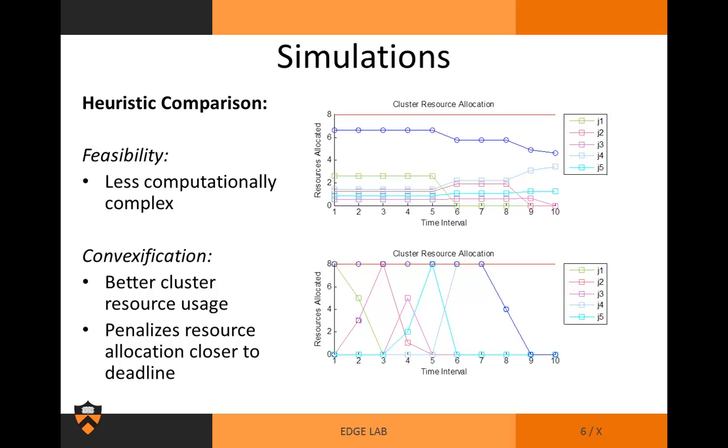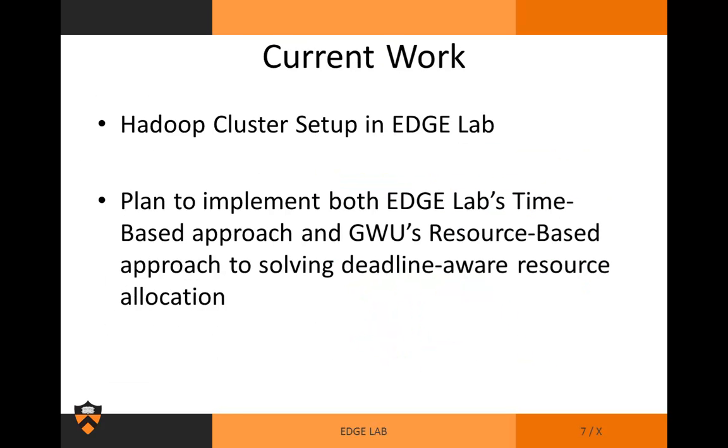A comparison of the performance of both heuristics is as follows. Although the deadline-aware feasibility is less computationally complex to solve, we see that the convexification heuristic has a better cluster resource usage. The feasibility heuristic does not allocate all available resources to the active jobs during the first 7 time steps, while the convexification heuristic does so. This is a result of the convexification penalizing resource allocation closer to the job deadline. This front-loading is particularly useful if a future job arrives in the cluster and needs to be allocated resources to complete quickly. Our current work consists of the following.